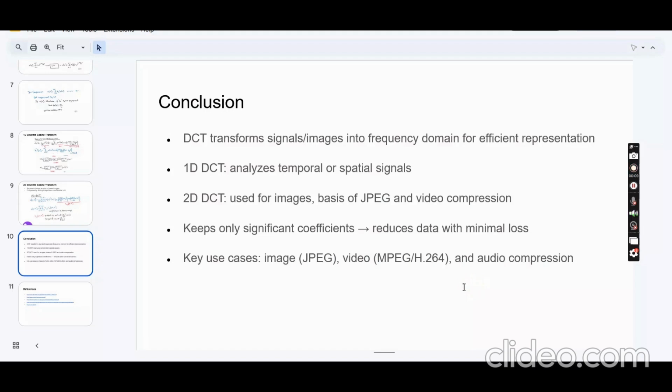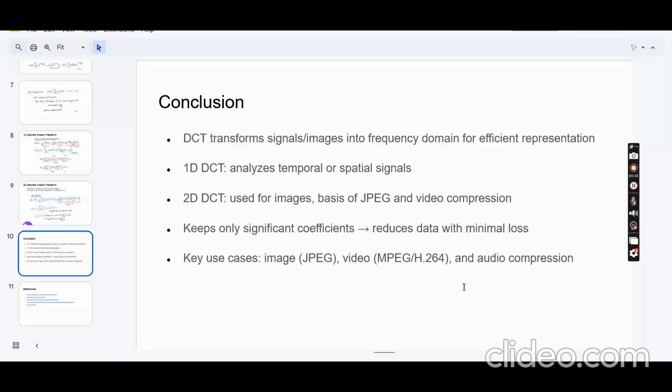In conclusion, the discrete cosine transform (DCT) is a powerful tool for representing signals and images in the frequency domain, enabling efficient compression by concentrating most of the signal's energy into a few coefficients. The 1D DCT helps analyze temporal and/or spatial signals, while the 2D DCT extends this to images, forming the foundation of modern image and video compression standards.